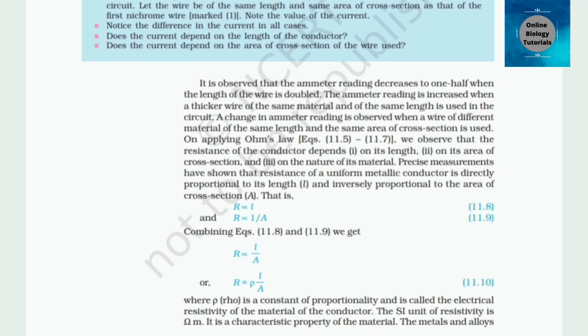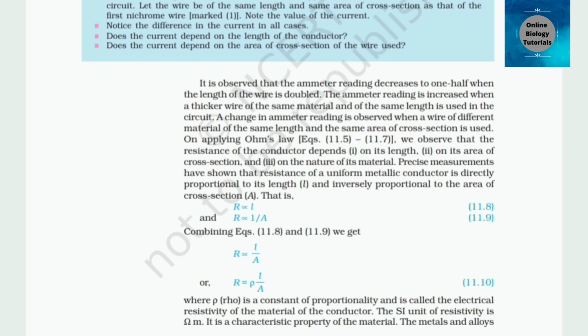Precise measurements have shown that the resistance of a uniform metallic conductor is directly proportional to its length L and inversely proportional to the area of cross-section A. That is, R is directly proportional to L, and R is directly proportional to 1 by A. Thus, combining both, R is directly proportional to L by A, or R is equal to rho L by A, where rho is a constant of proportionality and is called the electrical resistivity of the material of the conductor.